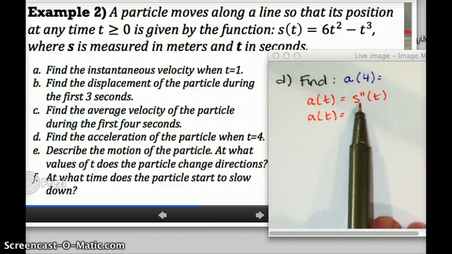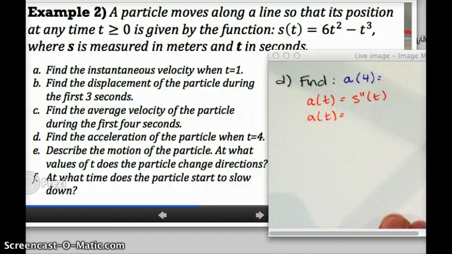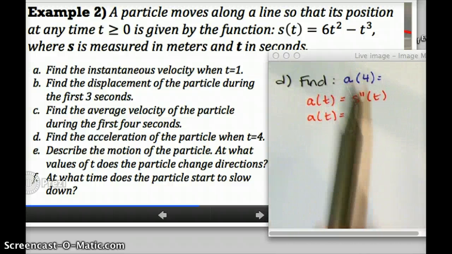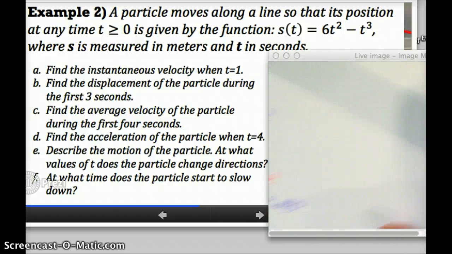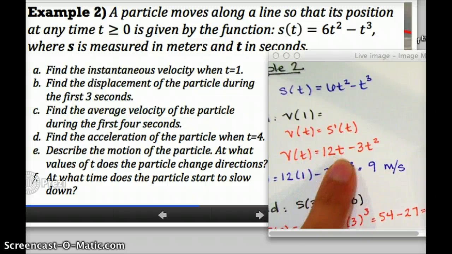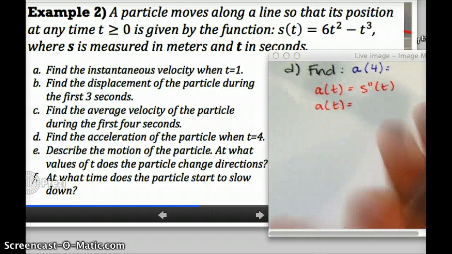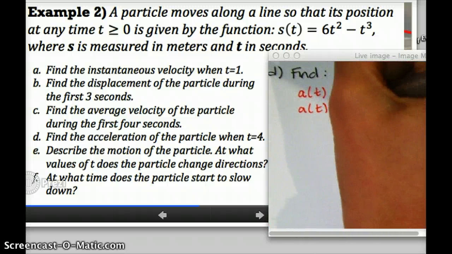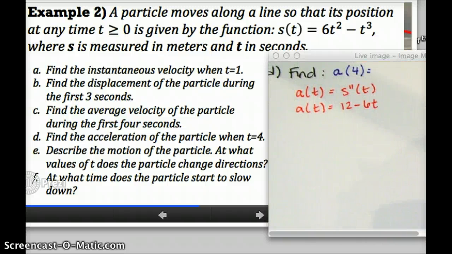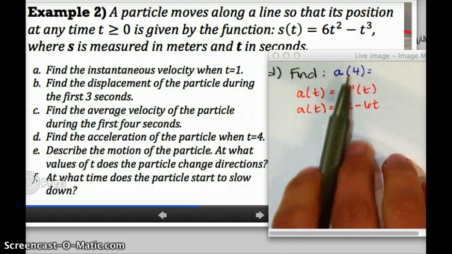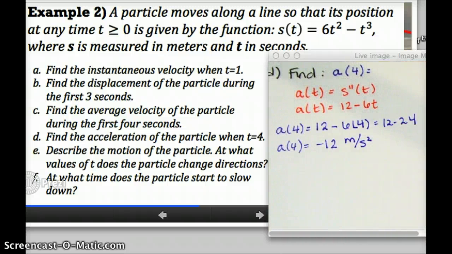It's the second derivative of position. So I'm going to refer back to part A, where I found the first derivative, and I'm just going to take the derivative of that. If you remember, the first derivative looked like this, and so then we take the derivative of that, and we end up with 12 minus 6t as my acceleration. And then I'm going to plug in 4 for time. And notice that we end up with a negative number.